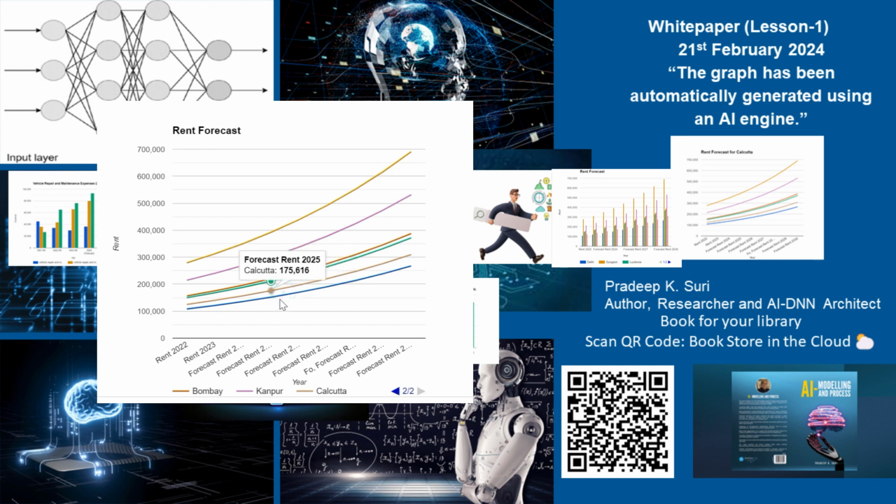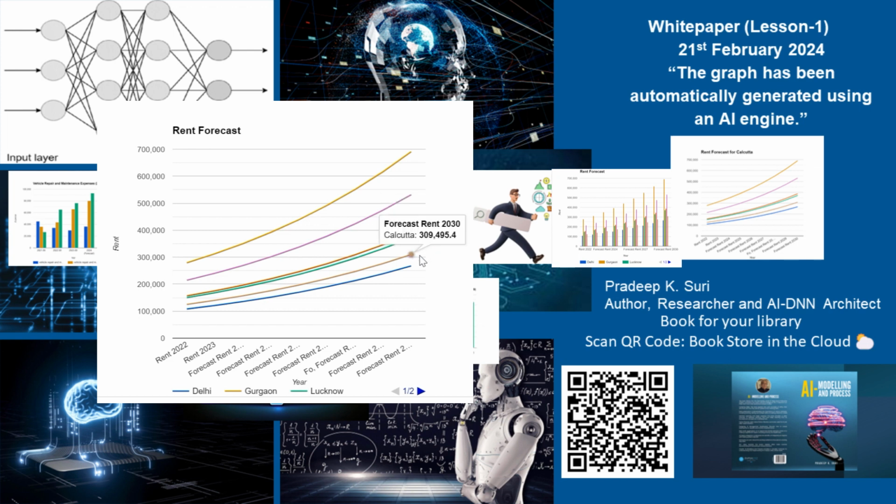2. City-specific trends. Bombay, orange line. Bombay's rent is projected to increase significantly from 2022 to 2023. The orange line shows a steep upward trajectory, indicating substantial rent growth. Kanpur, purple line. Kanpur's rent forecast also follows an upward trend, albeit less steep. The purple line represents the expected increase in rent for Kanpur. Calcutta, blue line. Calcutta's rent is predicted to rise as well, though more gradually. The blue line signifies the city's rent forecast.